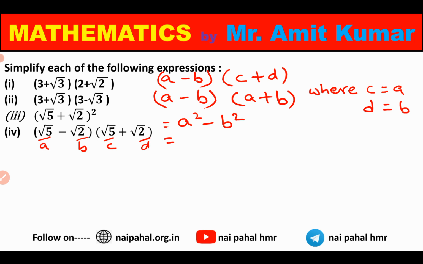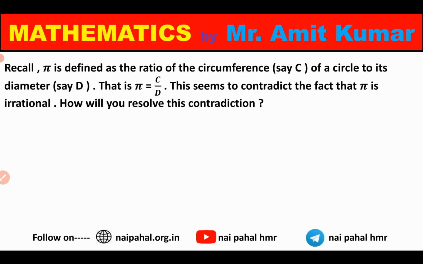For that case we have A as root 5, put the square. B as root 2, put the square. Square of root 5 will be 5 and square of root 2 will be 2. Then we may get the answer as 3. If it is clear, then move on to the next slide.